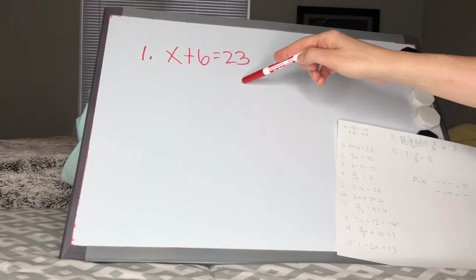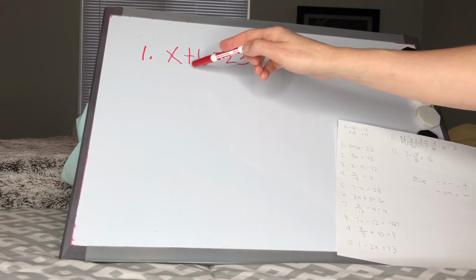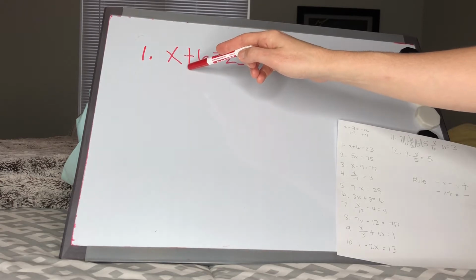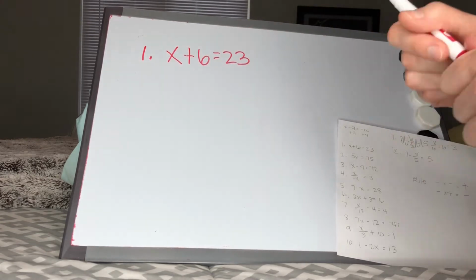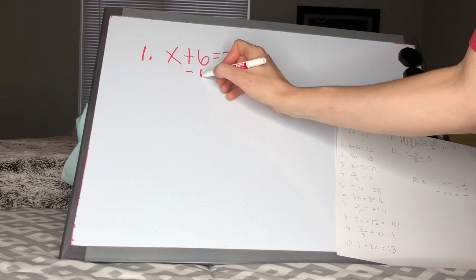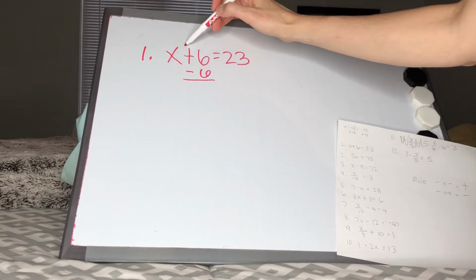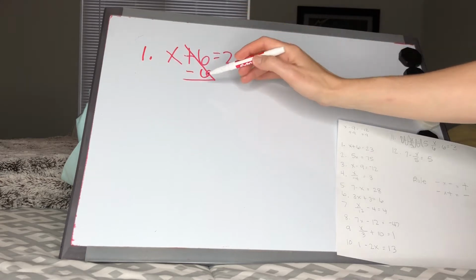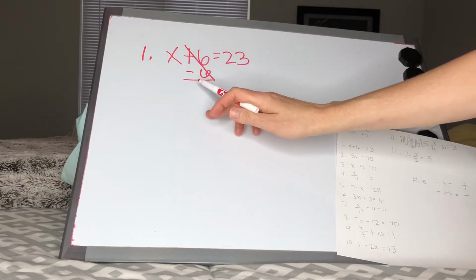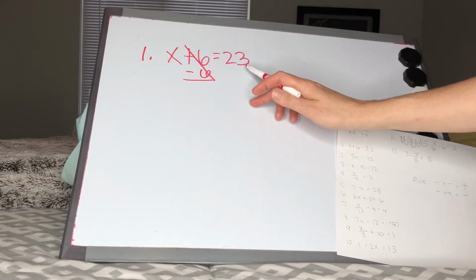Now to move it over on this side, we have to do the opposite of what this sign says. The opposite of addition is subtraction. So we are going to subtract 6. Basically what this does is it gets rid of it from this side. Now whatever you do on this side, you also have to do on the other side.